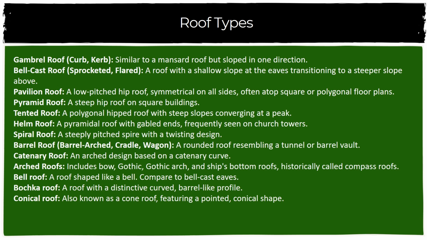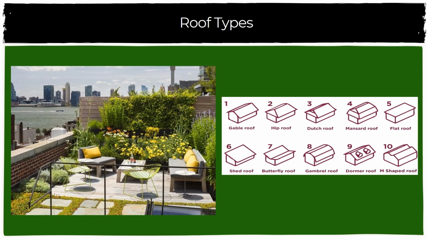Arched roofs include bow, Gothic arch, and ship's bottom roofs, historically called compass roofs. Bell roof: a roof shaped like a bell, compared to bell-cast eaves. Botchka roof: a roof with a distinctive curved, barrel-like profile. Conical roof, also known as a cone roof: featuring a pointed, conical shape. Roof types.